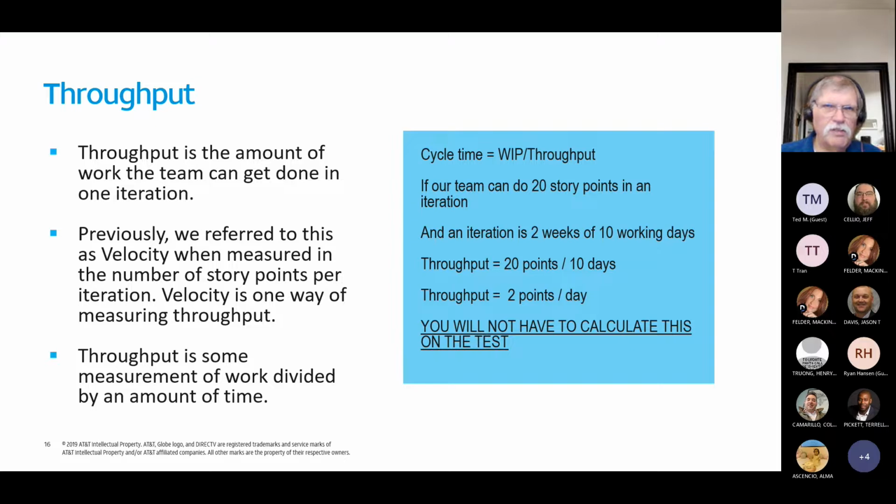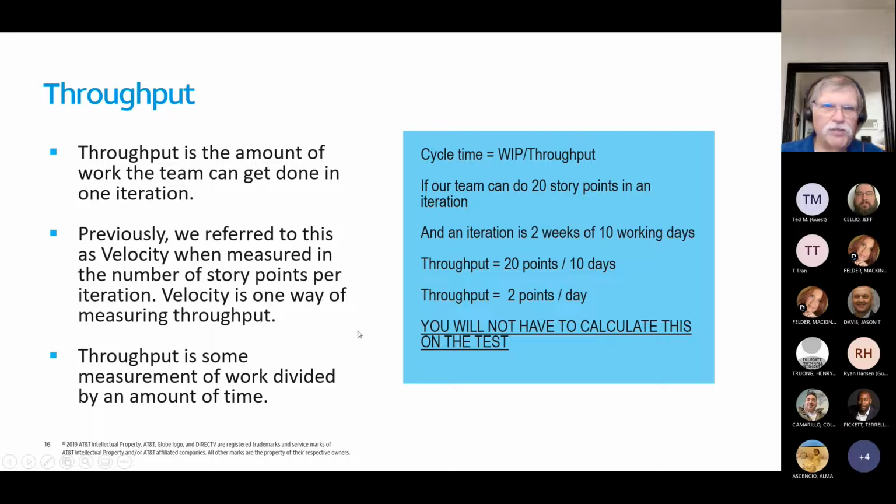Throughput or velocity is the amount of work the team can get done in one iteration. Okay, now you need to know both terms, throughput and velocity. So as it says here, velocity is one way to measure throughput. You can measure throughput as cycle time and the amount of work in progress. And we'll go over that in a second here.